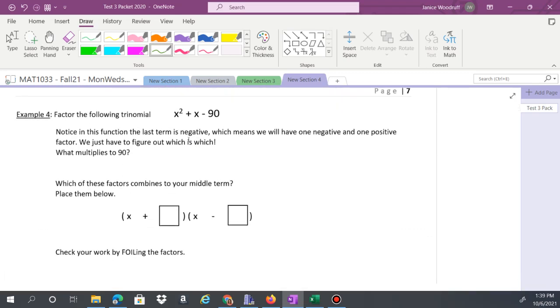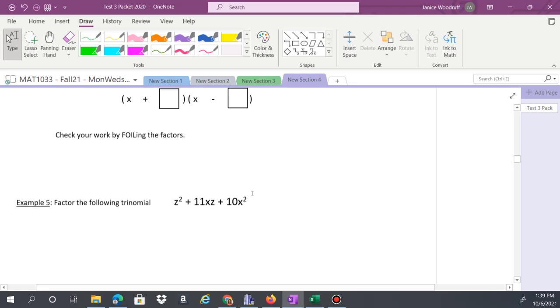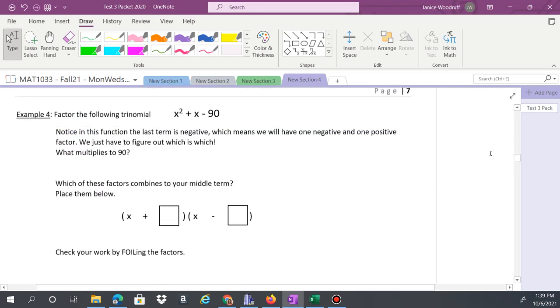Okay, so I think we have 2 more, and then I'll give you some practice. So you have x squared plus x minus 90. This one has a negative, so it's positive, negative. We have factors of 90 that will have a difference of 1. There's a 1 in front of the x here. That's what we're looking for.